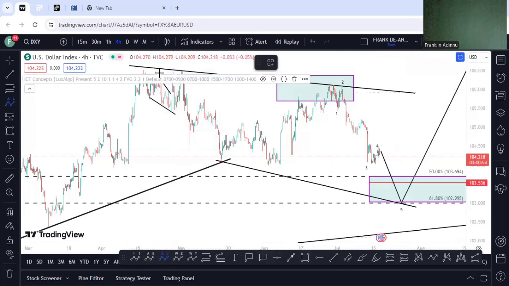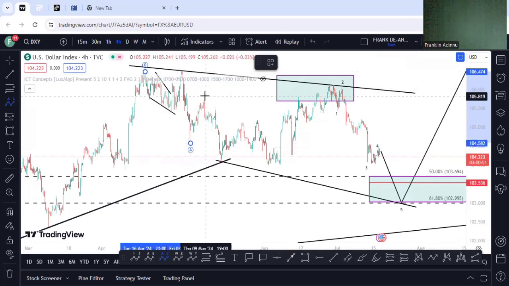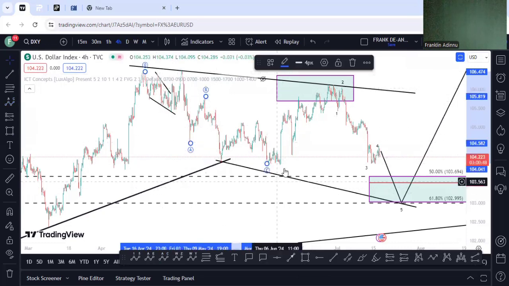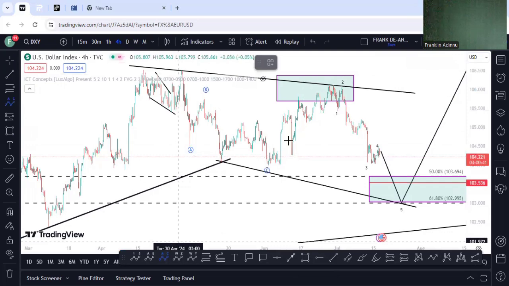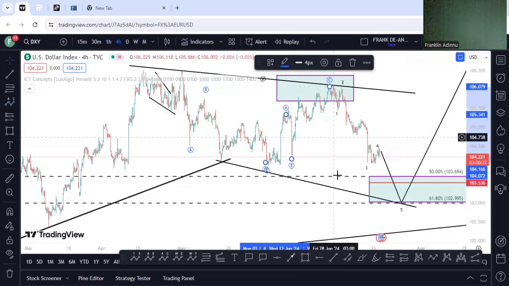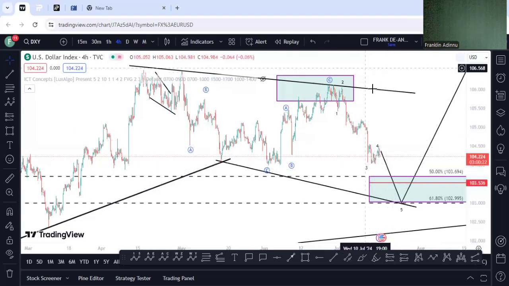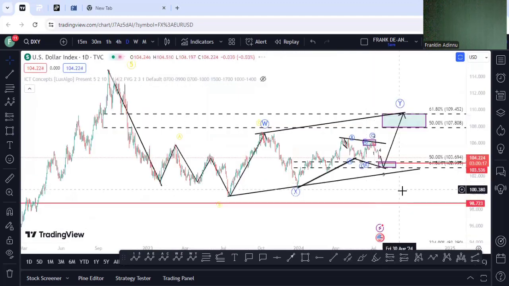Look at it. This is A. This is B. And this is C. This is a correction. This is another correction, A. It's another correction here. This is A, this is B, and this is C. So what that tells you is this is wave 1, 2, 3, 4. It's going to do a 5. So looking at it, you discover that DSY is equally going to buy to the upside.